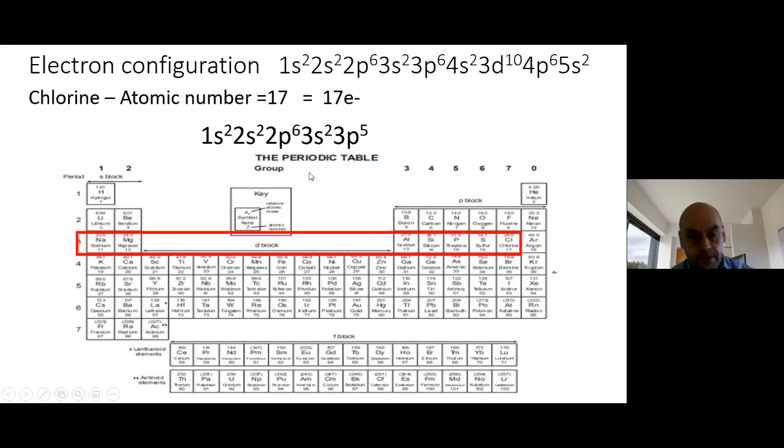So it is in the third period, it is in the P block, and I should expect to see the fifth one along that P block. 1, 2, 3, 4, 5. So again, your configuration corresponds to its position in the periodic table.